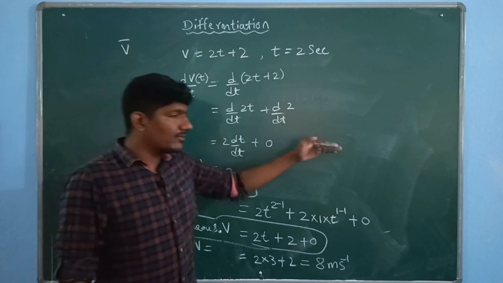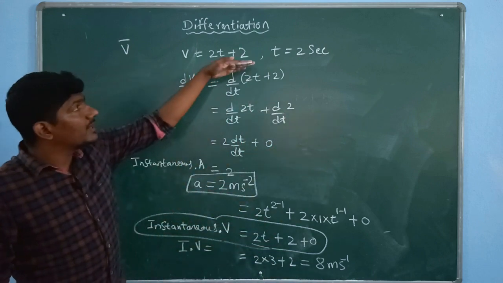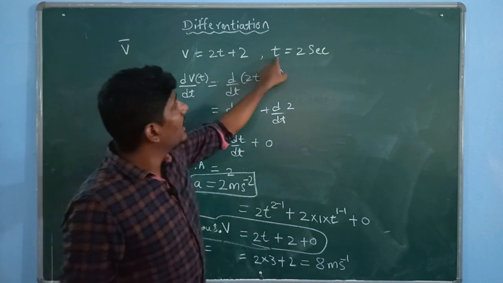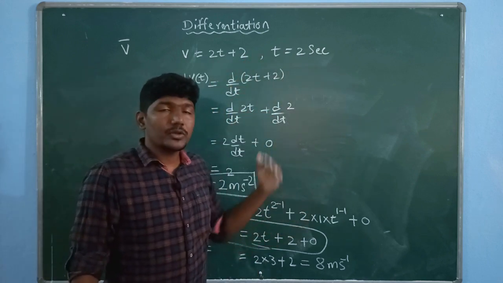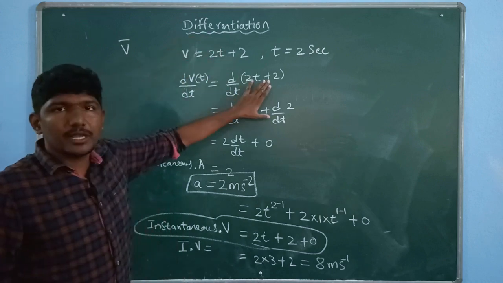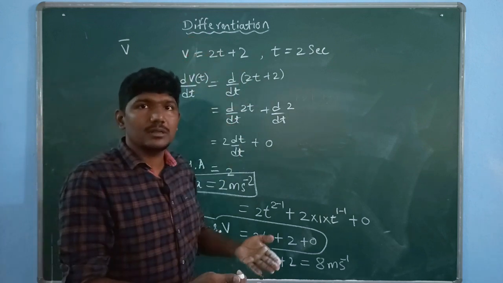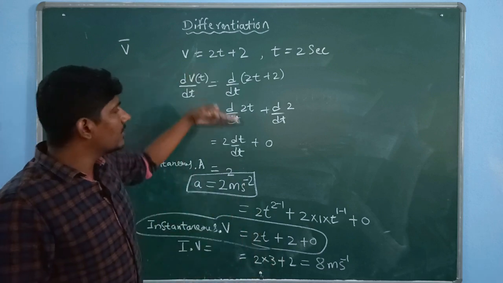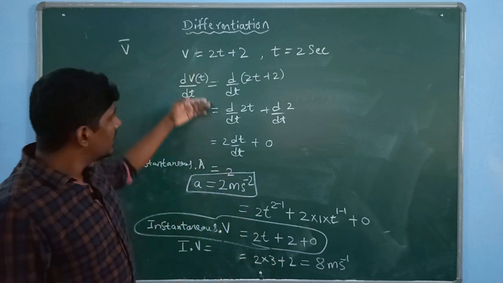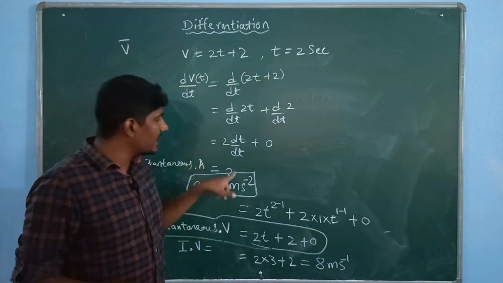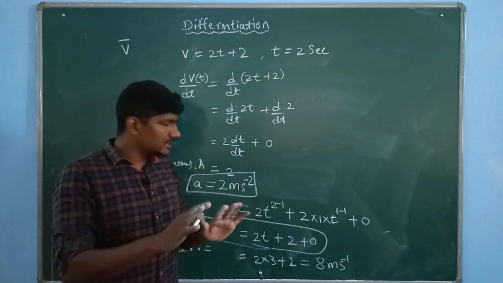So that's how we need to deal with a given function. First they will give you the function and ask you to find instantaneous velocity and acceleration, and they will mention the time also. What you need to do? You need to differentiate the given equation once with respect to time. If you differentiate the position function, you will get the instantaneous velocity. Next, if you differentiate that velocity just like this, you get acceleration. Okay, so this is the procedure.